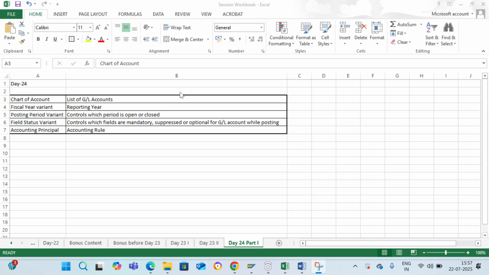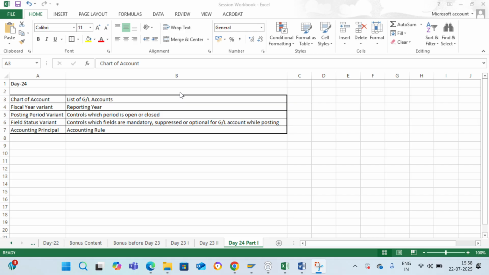The topics that we will cover today are listed herein, which are chart of accounts, fiscal year variant, posting period variant, field status variant, and accounting principle. We have already understood the meaning of accounting principle in our earlier sessions in detail, but in short, it is nothing but the accounting rules based on which the financial statements like balance sheet and P&L accounts are prepared and the journal entries are written.